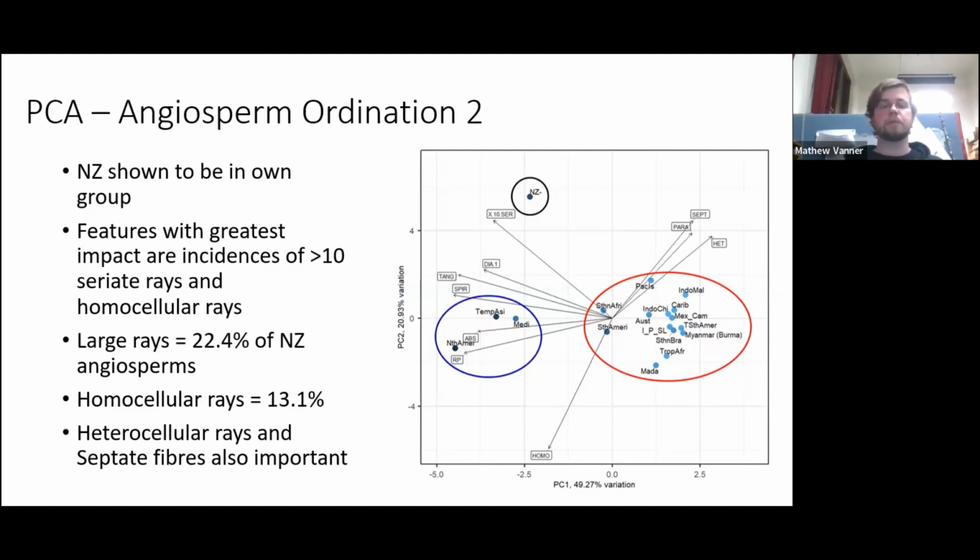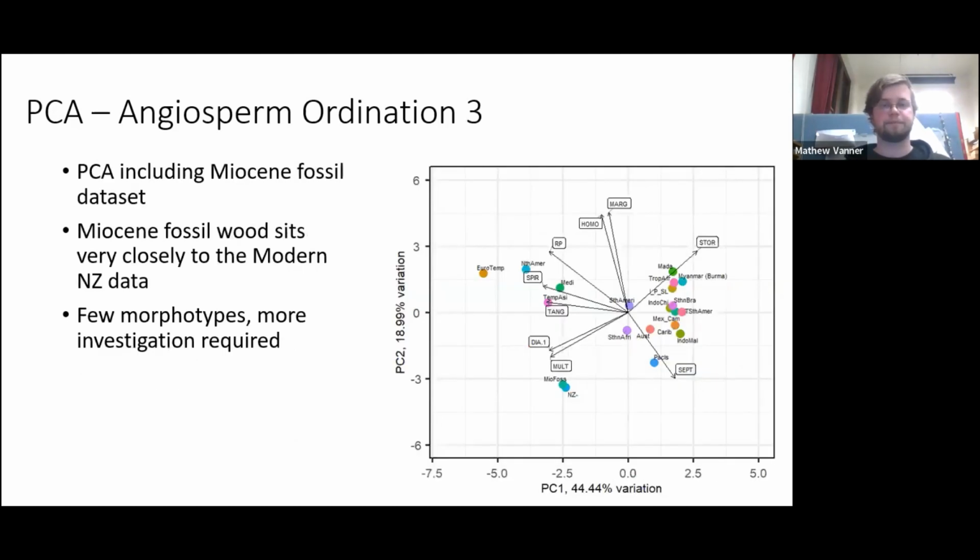The next most important is these homocellular rays. These are rays that have all the same kind of cell type, so they're all either upright or they're all lying on their side. In New Zealand species, we had 13.1%. Now, this is a lot lower than anywhere else in the world. Most of them are quite a bit higher. Heterocellular rays, so rays of different cell types, and septate fibers are also quite important in determining this.